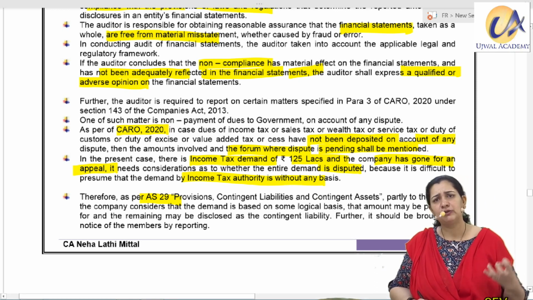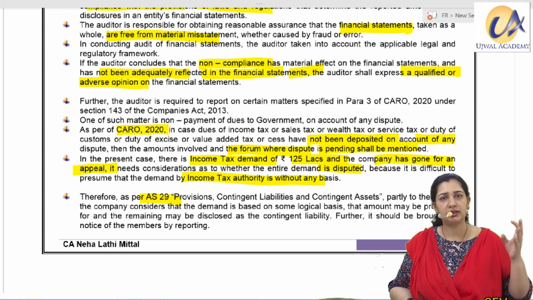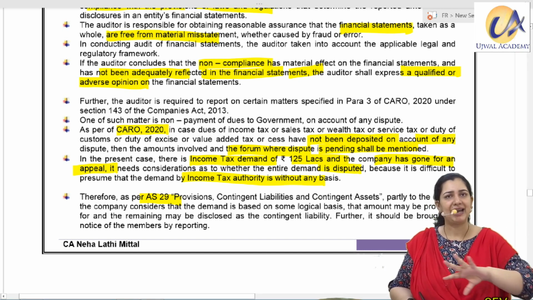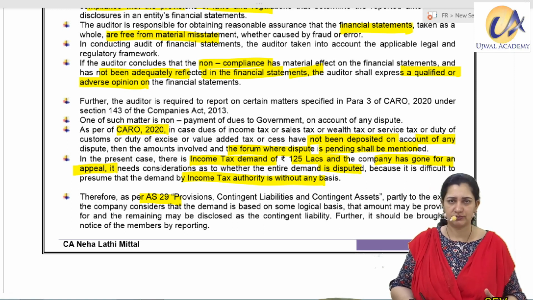Now in the exam, do we need to write all this? See, it depends on the question. If the question is specifically mentioning what you will report under CARO, then only this CARO part. And if it's an open question, then you can mention CARO and these other points also. Okay.